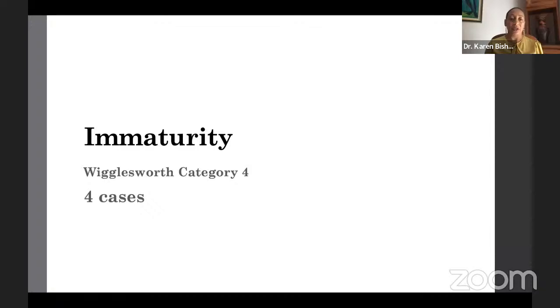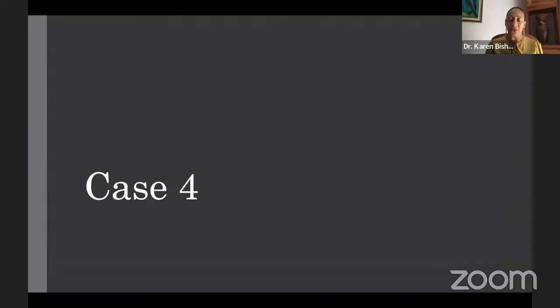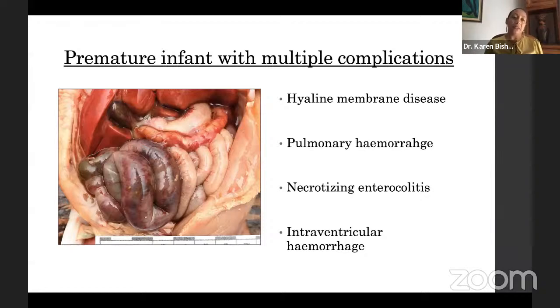We only did autopsy on 4 babies with prematurity. I'll just show you one and give a summary of what else we found. So this baby had all of the more common and major complications, unfortunately. So he had hyaline membrane disease, which was complicated by pulmonary hemorrhage. On examination of the brain, there was intraventricular hemorrhage secondary to germinal matrix hemorrhage.